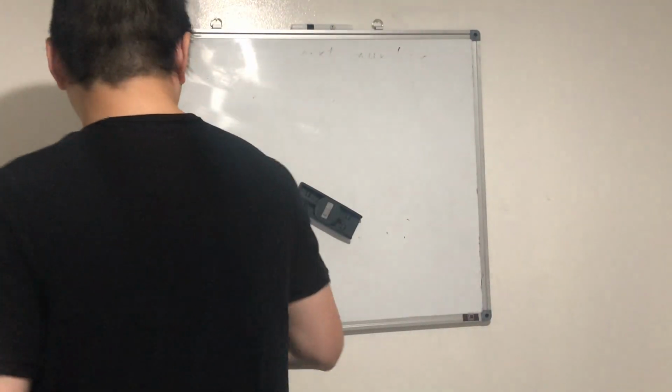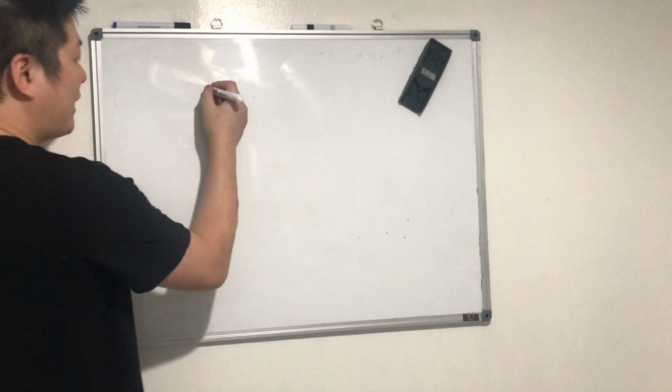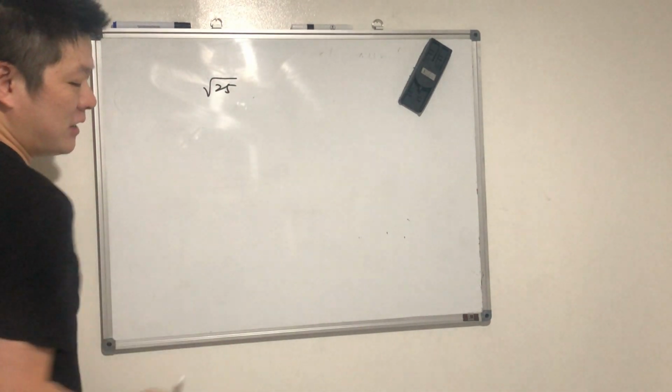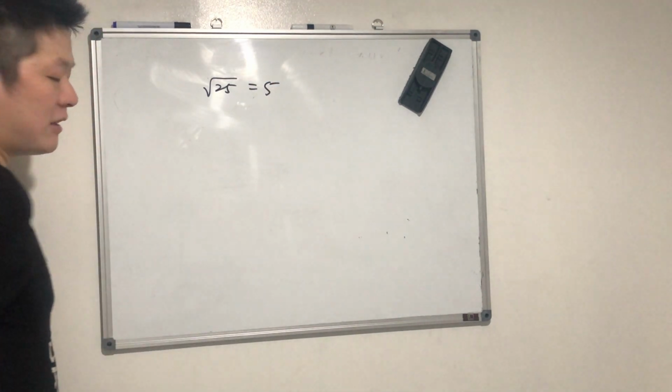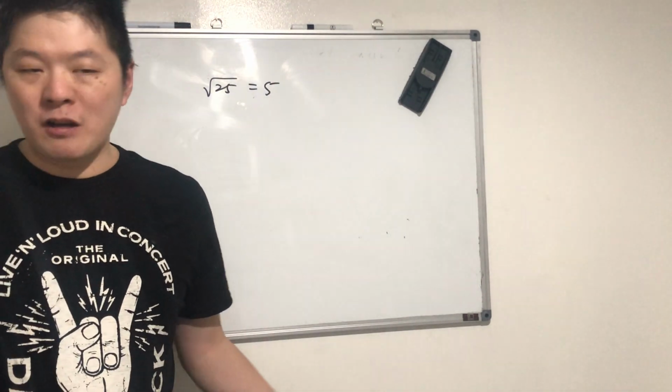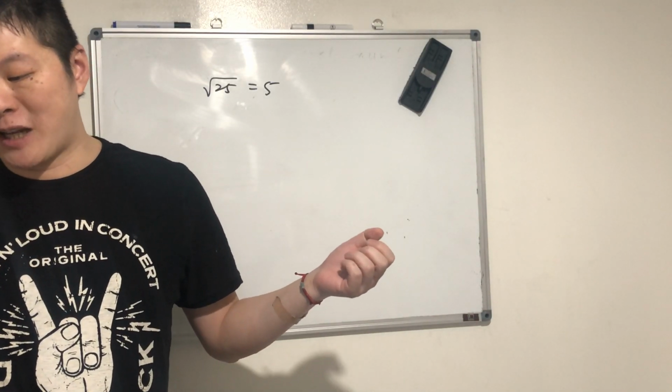Good. Okay, so remember we talked about the square root, right? Square root 25, what is the answer? 5. Right, we're done. Okay, so today and previously we talked about using the binary search to compute the root.